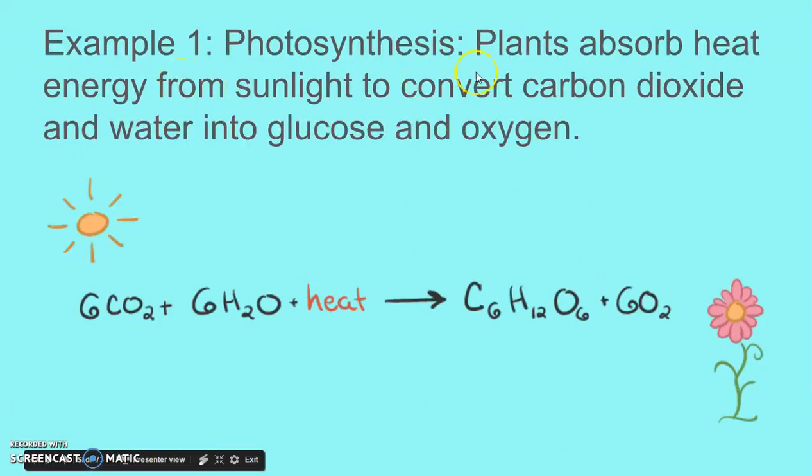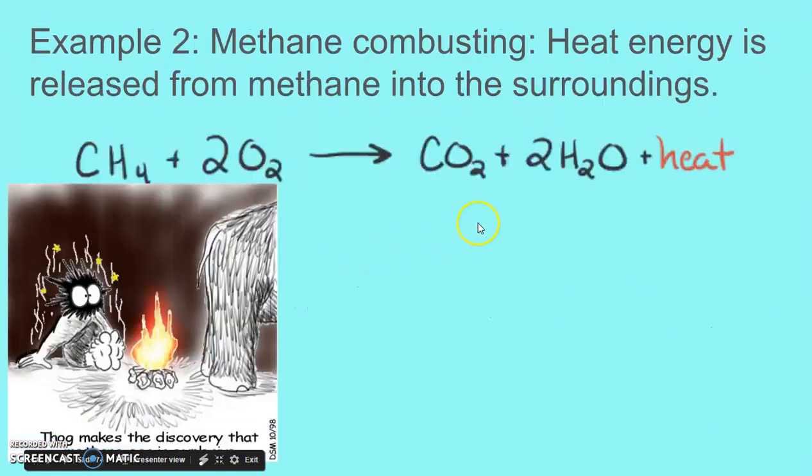So the first example here, photosynthesis. Plants absorb the heat energy from sunlight, so they take in the heat energy, and that is the energy that is used to create glucose, as well as oxygen as a byproduct. But that heat energy is what is taken in, so it is a reactant. In this example, methane combusting, heat energy is released from the methane into the surroundings. So you see heat being given off. So this is going to feel hot.